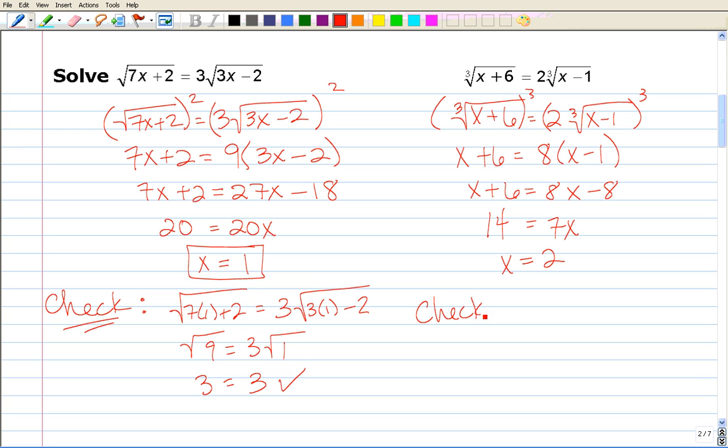Again, let's check that answer. The cube root of 2 plus 6, that's the cube root of 8, which is 2. On the right-hand side, we have 2 times the cube root of 2 minus 1.